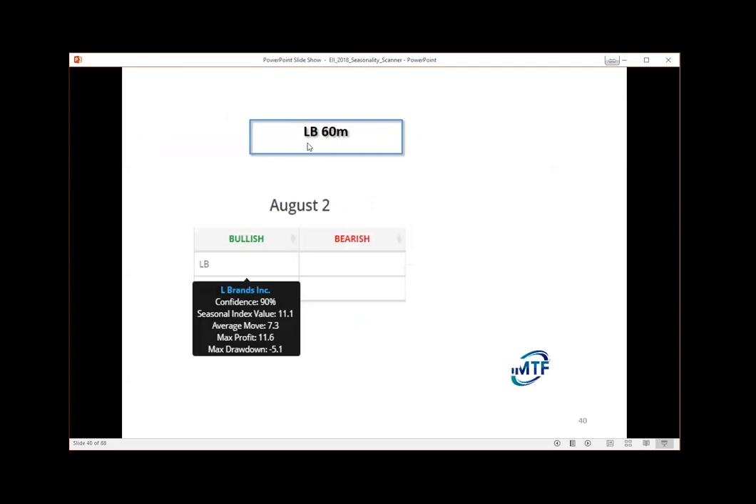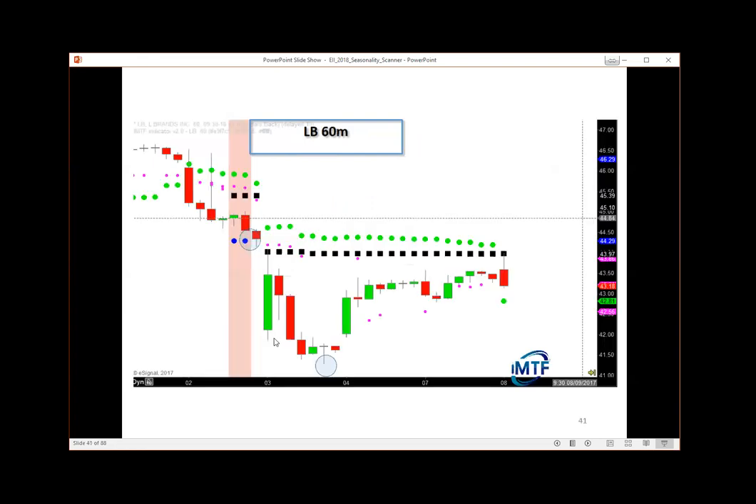Here's LB 60-minute. This is August 2. You can see at a 90% confidence value here. Average move is 77.3. Max drawdown here, 5.1. Reward risk is not that great in this. Notice that one. Okay.